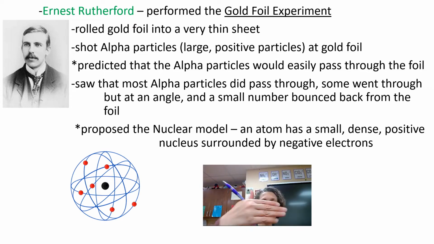On the other side of the gold foil, he had a fluorescent screen, like an X-ray screen. Because the alpha particles contained energy, they would make a mark, basically a little light point where they hit. So he set this all up, and his hypothesis was that the alpha particles would just pass right through the foil. He was pretty convinced that atoms had a lot of empty space, and so he figured they would just go right on through.